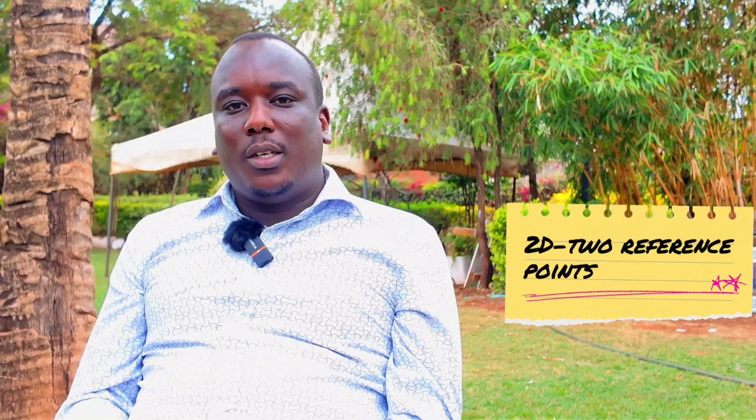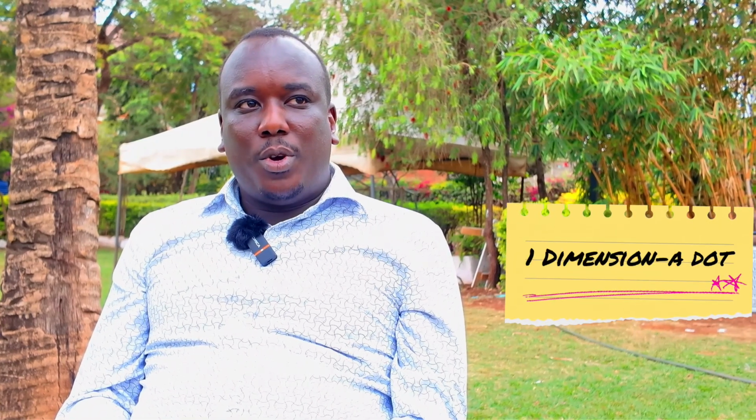So we can start with a normal two-dimension. In a two-dimensional space, you use two references to describe or measure points or an object, and the reference point begins with the one dimension, a dot. So when you have two dimensions, you have two references.